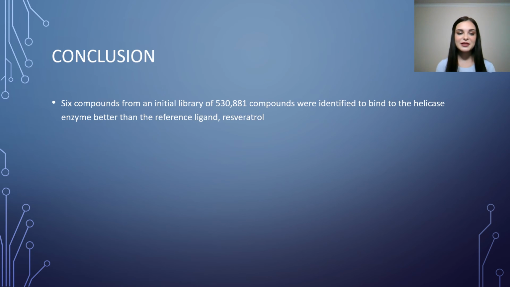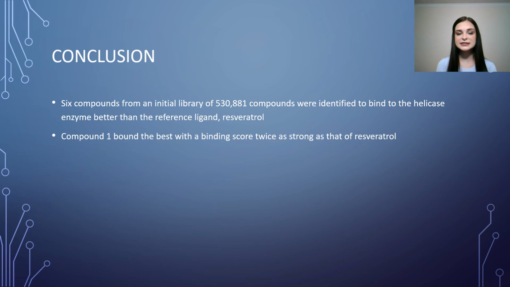In conclusion, molecular modeling identified 6 compounds from an initial library of over 530,000 to bind to the helicase enzyme better than the reference ligand resveratrol. Out of these 6 compounds, compound 1 bound to the helicase enzyme the best, with a binding score twice as strong as that of resveratrol. Further research with these compounds is needed to determine their efficacy in an organism.